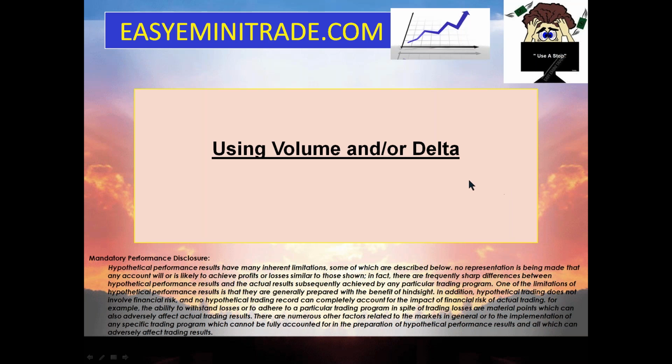Okay, so I want to show you how you can use volume and or delta in your trading to help make decisions on the areas that you're taking your trades. So let me show you right now.